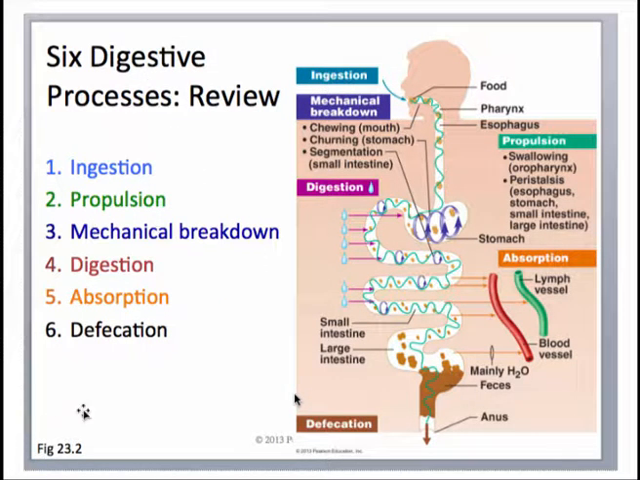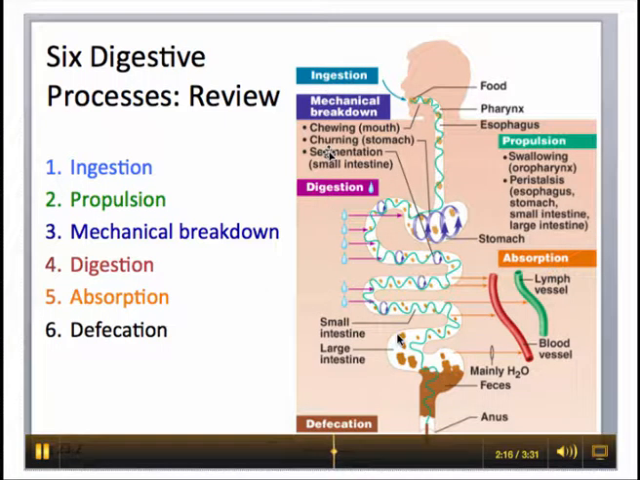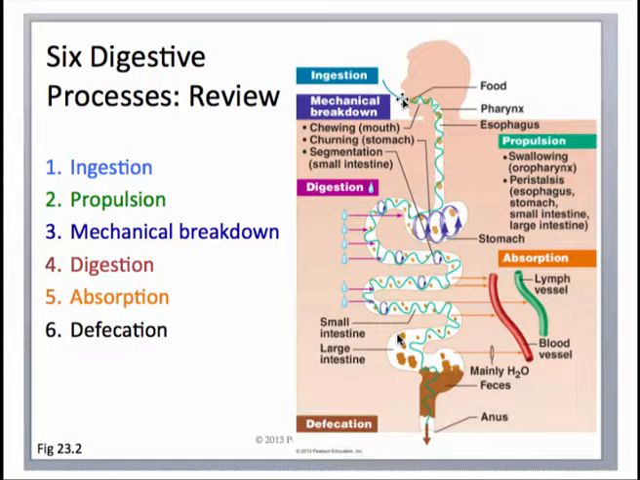So the 6 major processes of the digestive system. So ingestion is introducing food into the mouth. Then it has to be propelled. It's going to be mechanically broken down by chewing. Chemical digestion starts in the mouth with salivary amylase. Then that food is propelled via swallowing and then peristaltic movement through the esophagus into the stomach, where we have also some mechanical digestion with churning, as well as chemical digestion, so the breakdown of proteins.